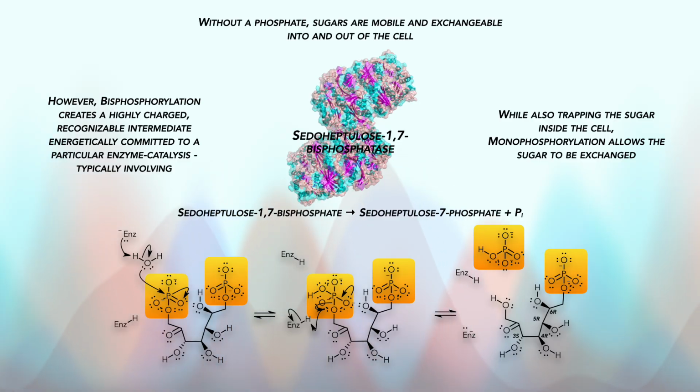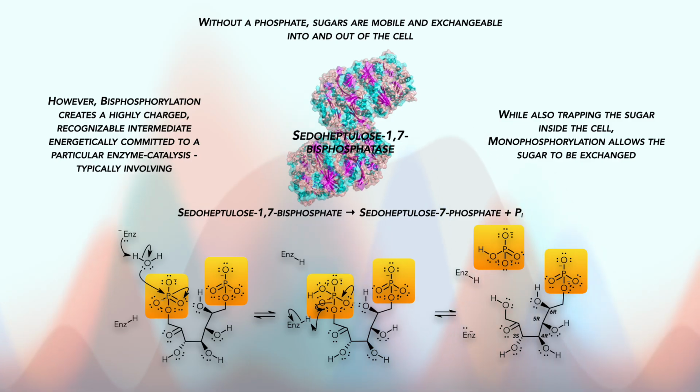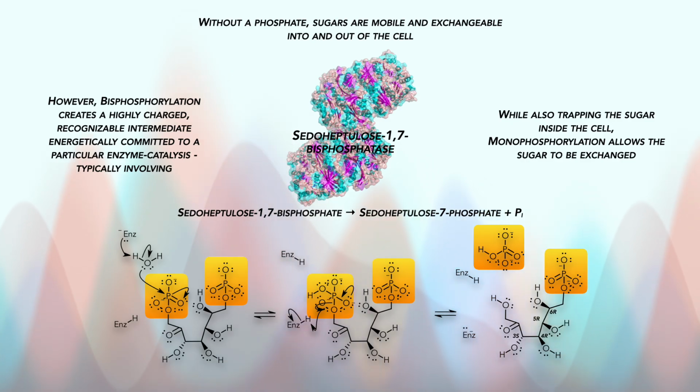Furthermore, sedoheptulose 1,7-bisphosphate is hydrolyzed to sedoheptulose 7-phosphate and inorganic phosphate, using sedoheptulose 1,7-bisphosphatase. As with fructose 1,6-bisphosphatase, this is a strongly directional hydrolysis under cellular conditions. The enzyme is not running a kinase backward. It is using water to remove a phosphate.